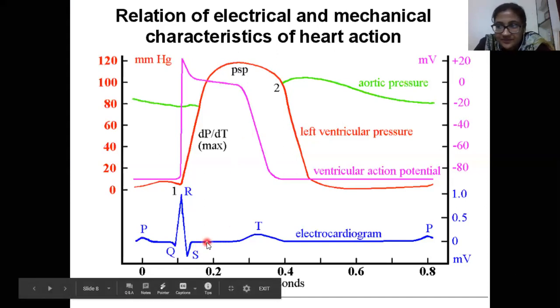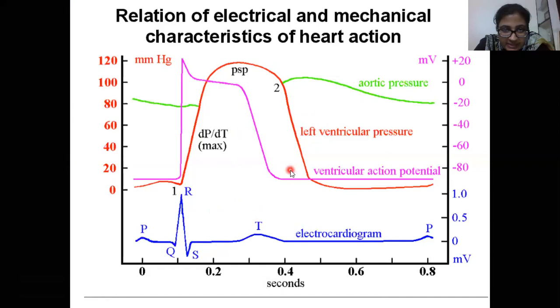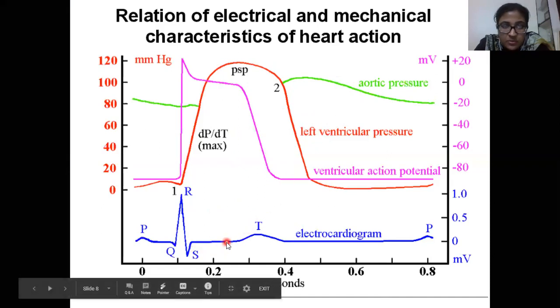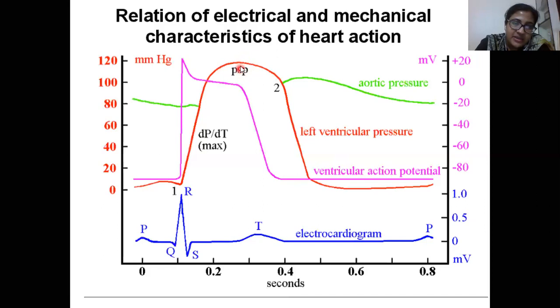Okay beta, look here. The purple and green line. Awesome. Thank you so much. I want you to ignore the green line and the purple line and quickly look at the blue line, okay? So this is the ST segment, and if you look at the red line, here it's the peak, right?